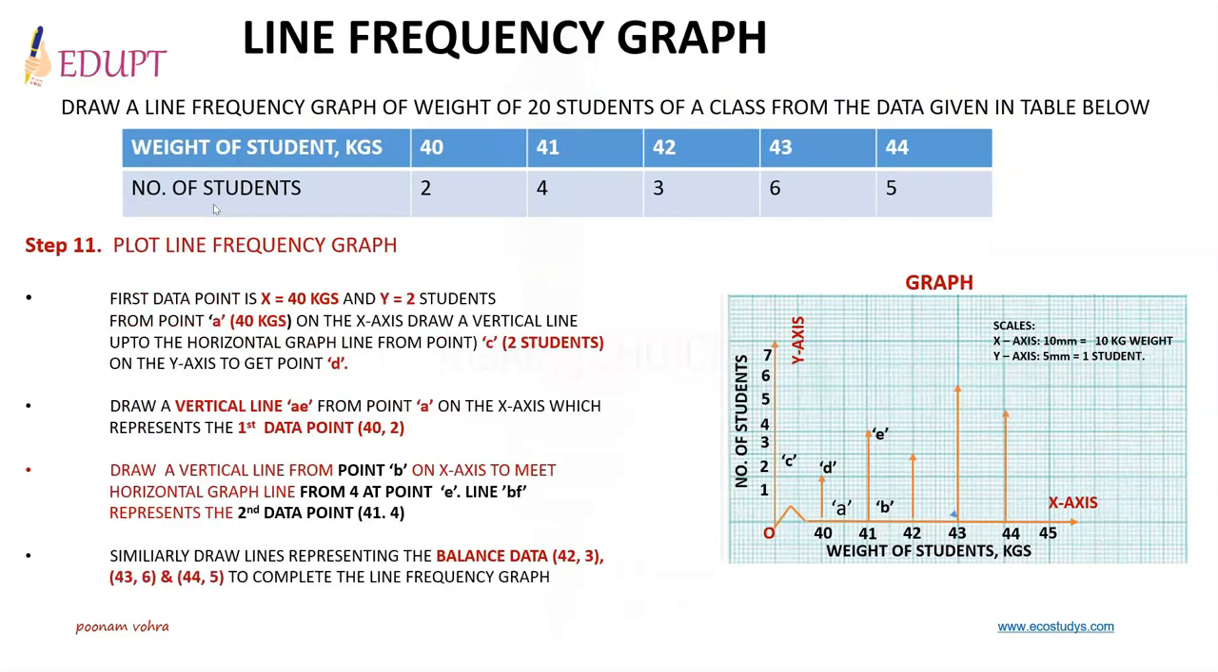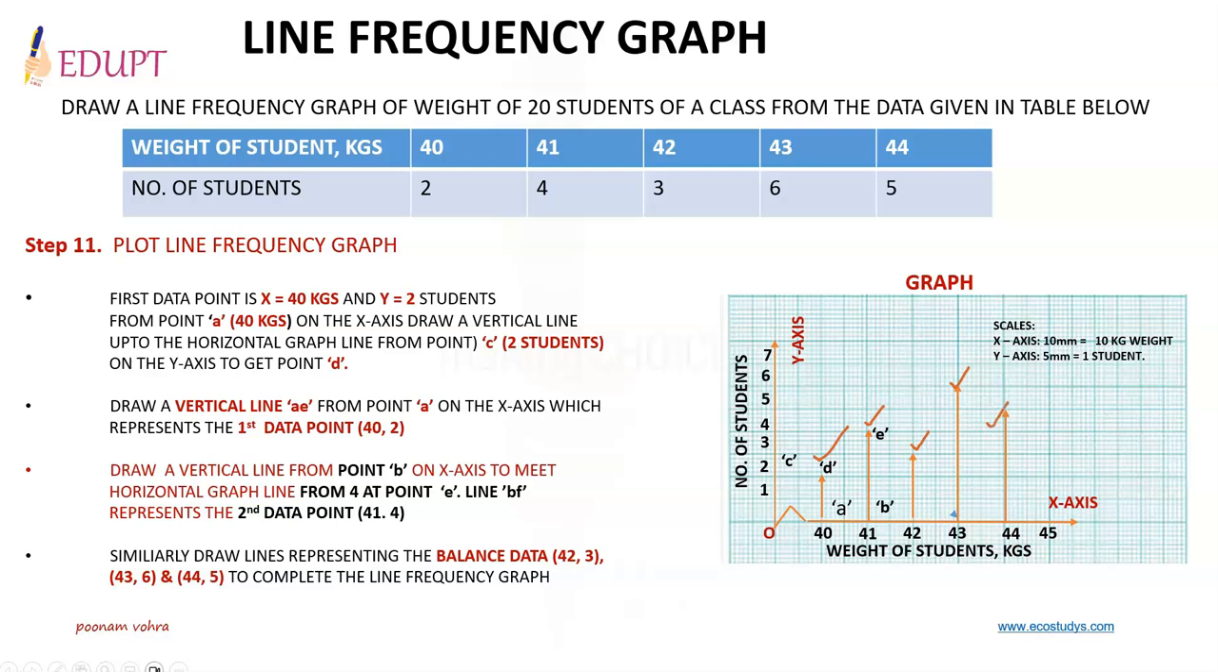Now, it is easy to plot the frequency graph. So first is 40 kilograms and 2 students. So one can see 2 students showing here, depicted by D dash. Now you simply need to coordinate these values: 40 for 2 students, 41 for 4 students depicted by this point, 42 for 3 students, 43 for 6 students, 44 for 5 students.